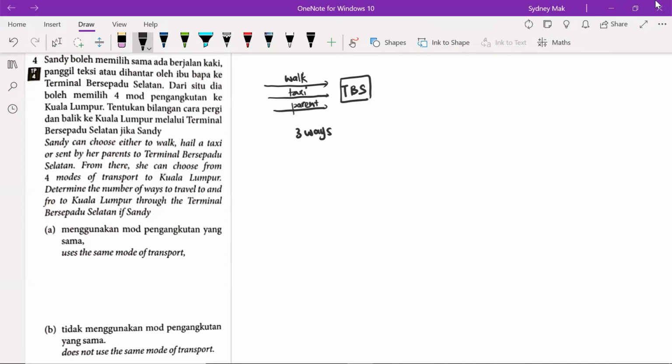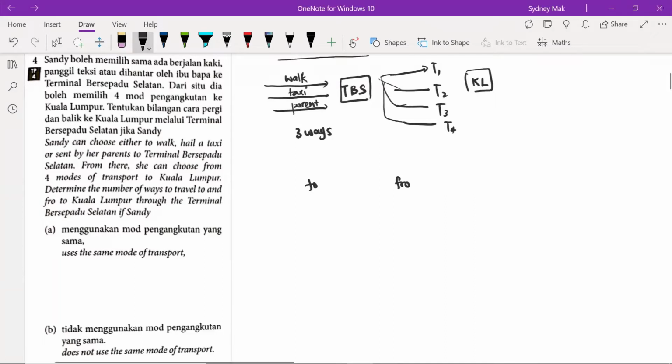And then from TBS, there are 4 modes of transport. So we have transport 1, transport 2, transport 3, transport 4. These 4 different transport to arrive at the Kuala Lumpur. Okay, we need to find the way to and fro. So when we go to, how many ways? First, we have to arrive at TBS. There are 3 ways, followed by any of the 4 modes to go to KL, so times 4.